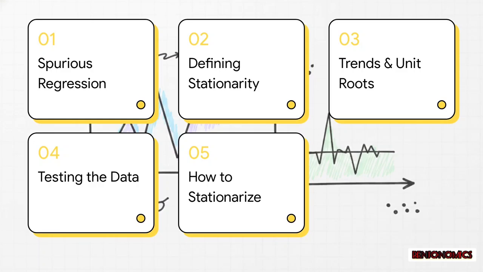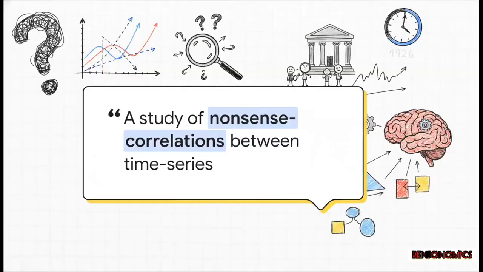1. The spurious regression problem. 2. Defining stationarity. 3. Trends and unit roots. 4. Testing the data. And 5. How to stationarize data.